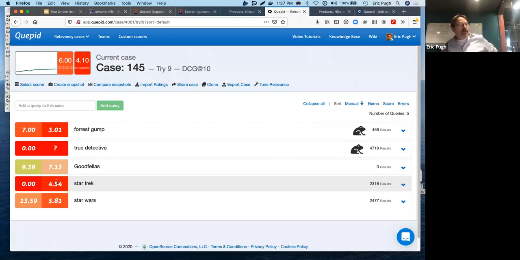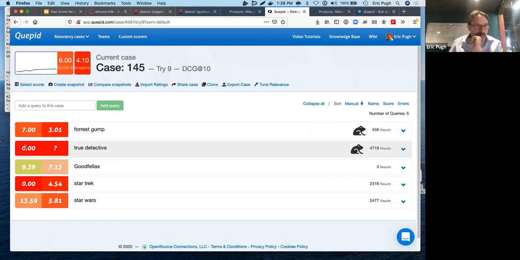And this is exactly that problem that we as QA people face when we're testing search engines: you fix one thing, Star Wars got fixed, just like that myocardial infarction query got fixed, but another crate got worse. But on average, even with these bad results, oh, look, Goodfellas got better. True Detective, we have 0 results. Forrest Gump actually got better. So even with the fact that Star Trek got much worse, we went from a 4.1 in our snapshot to a 6. And so that indicates better quality search. This is still a better algorithm than what we did before.